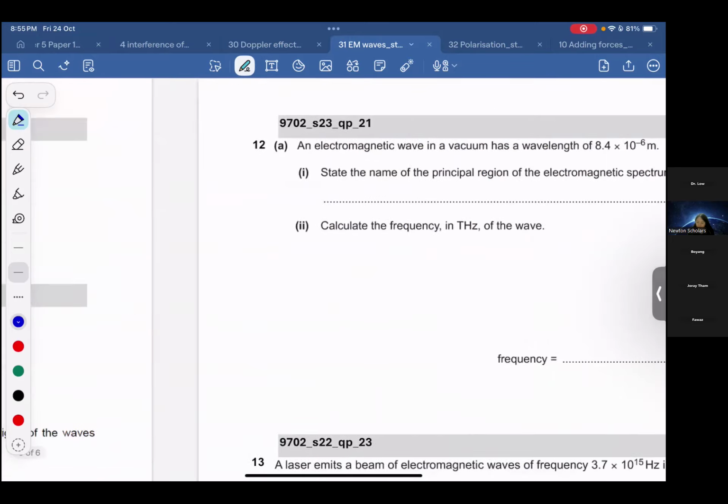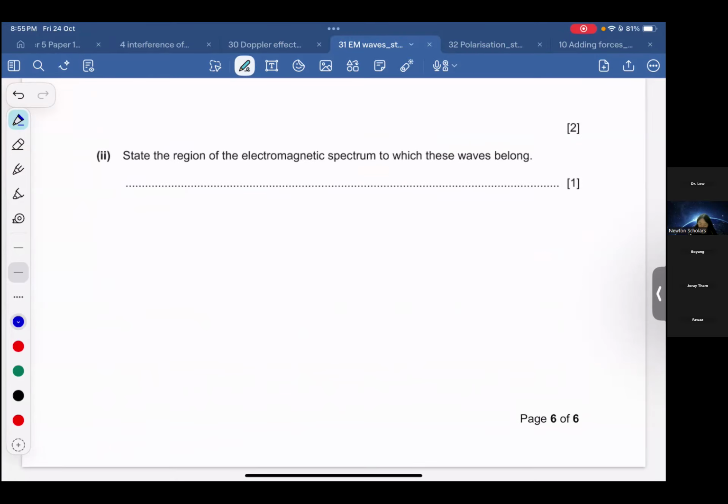Okay, here. This one, question number 12. A, infrared, 36 terahertz. Then question 13, answer A, 3.7 times 10 to the power of 15 hertz. Then B, actually number 2, it should be UV, UV light, ultraviolet, because of the wavelength. The wavelength is 8.1 times 10 to the power of negative. That is how I know it's ultraviolet, based on the wavelength.